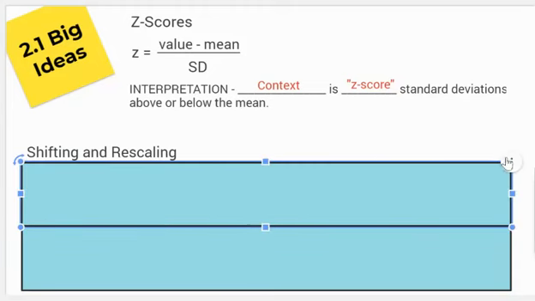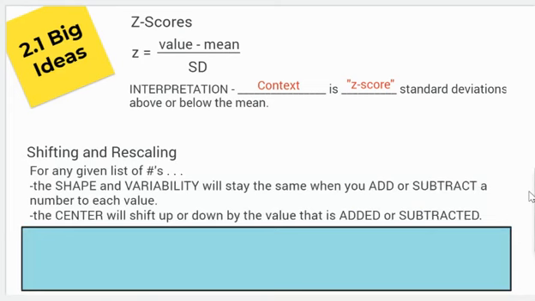So what we learned about was this: for any given list of numbers, the shape and variability will stay the same when you add or subtract a number to each value. So if we take our data set and we add or subtract a number to every single item in that data set, then the shape and the variability are going to stay the same. But the center will shift up or down depending on the value that is added or subtracted.